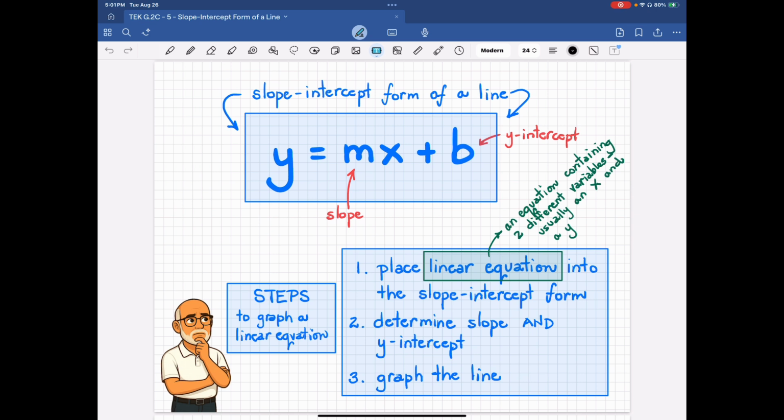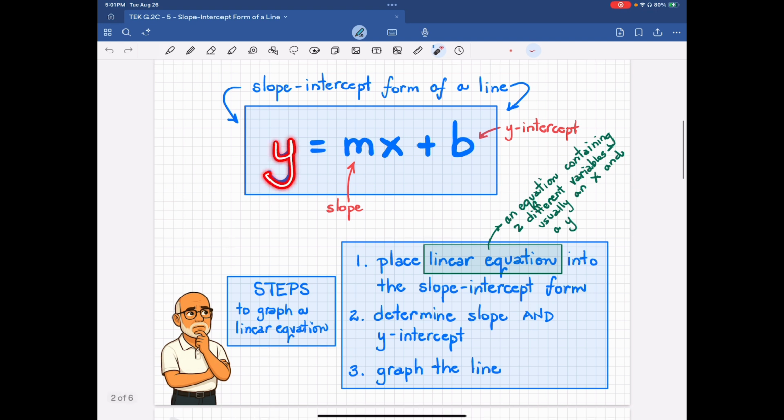The first concept we must understand is, what is the slope-intercept form of a line? It's just an equation. It is y equals mx plus b. Now, this m right here is your slope. This b right here tells you what your y-intercept is. The slope is the rise over run of the line, or the steepness of the line. And the y-intercept is where it crosses the y-axis.